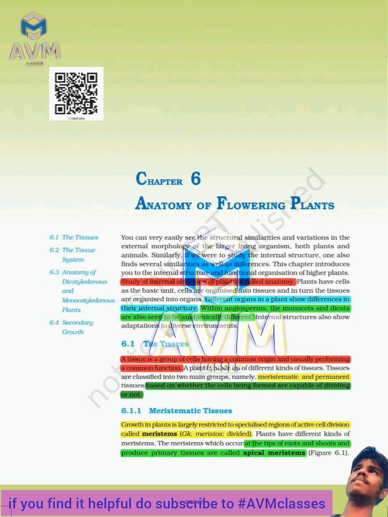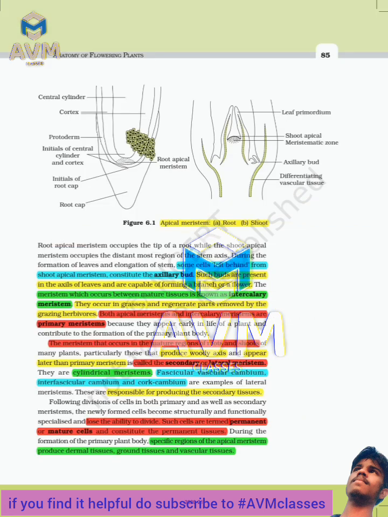6.1.1 Meristematic tissues. Growth in plants is largely restricted to specialized regions of active cell division called meristems. Plants have different kinds of meristems. The meristems which occur at the tips of roots and shoots and produce primary tissues are called apical meristems. Root apical meristem occupies the tip of a root, while the shoot apical meristem occupies the distal-most region of the stem axis.